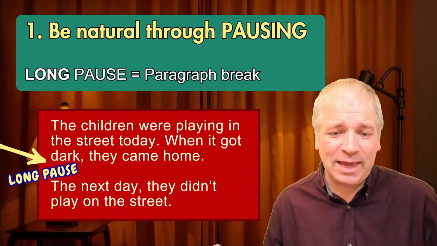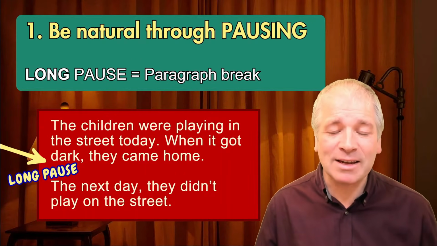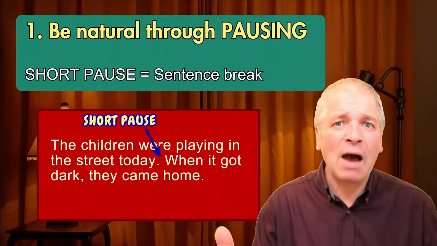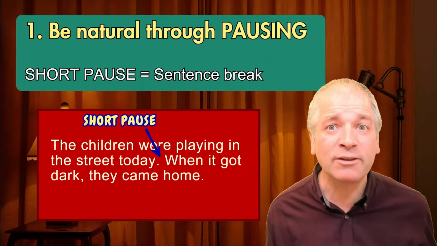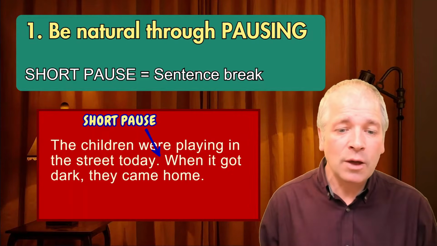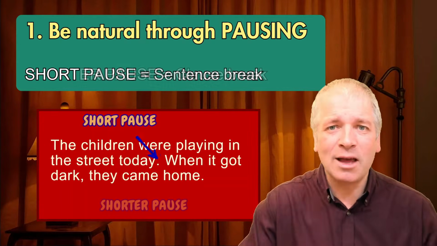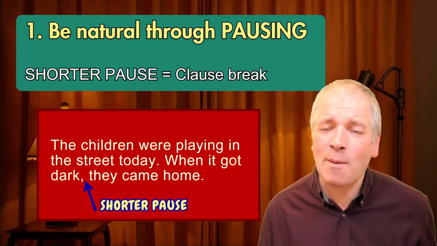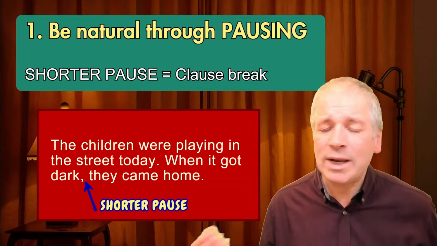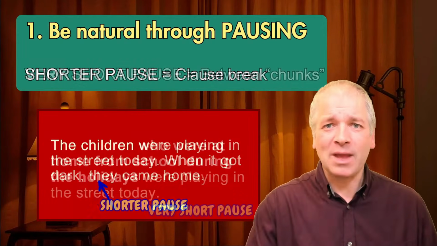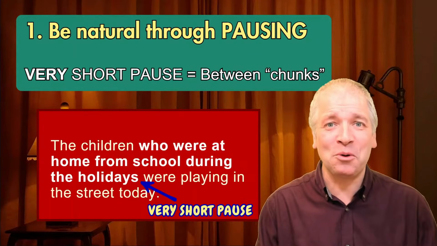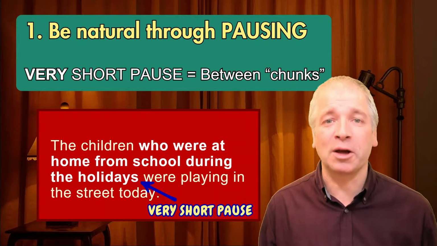When it got dark, they came home. The next day, they didn't play on the street. Now we have a short pause to represent a sentence break, such as here. The children were playing in the street today. When it got dark, they came home. A shorter pause still to represent a clause break. When it got dark, they came home. And then a very short pause between what we call chunks.